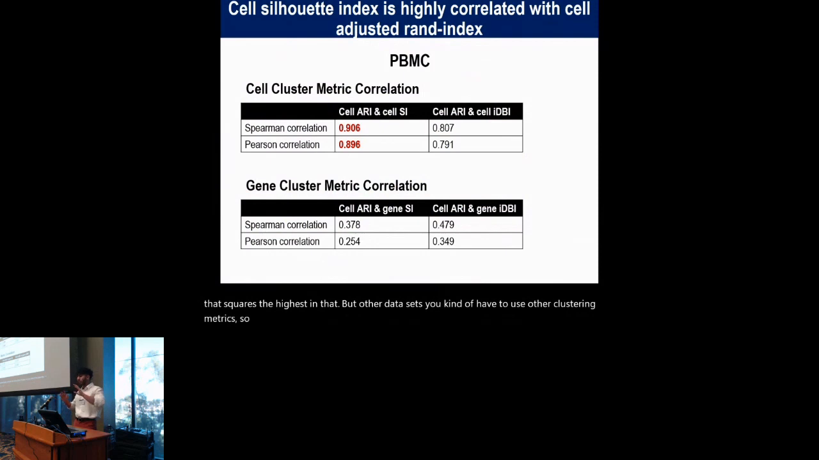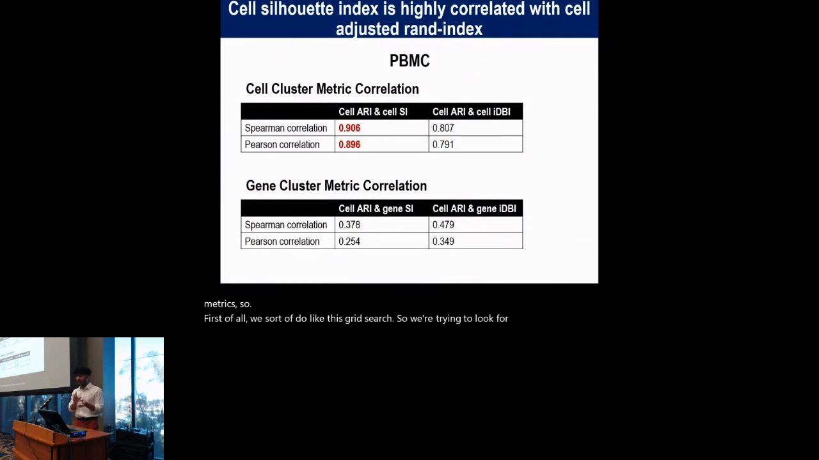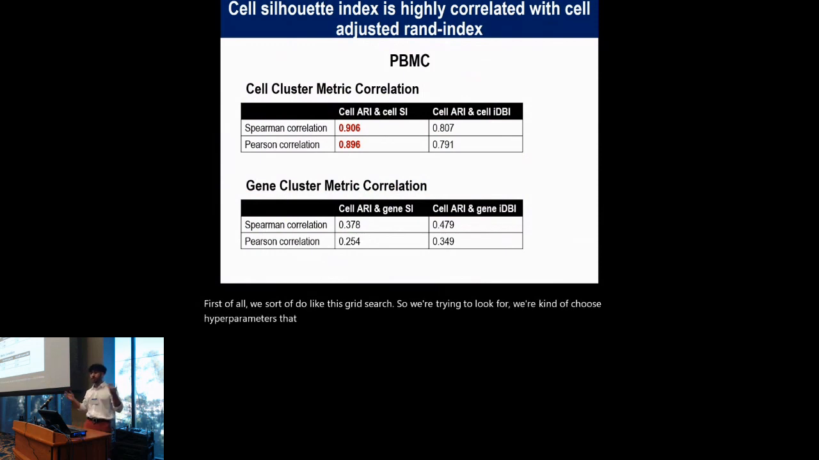So first of all, we do this grid search. We'll choose hyperparameters that we think could be reasonable. For the PBMC data set, there were 8 cell types. We looked at the numbers from 2 to 8, and we did that for both K1 and K2. And then we also did this grid search for the regularization terms. But what we found is that the adjusted Rand index was correlated with the silhouette index, which is also another cluster accuracy metric.